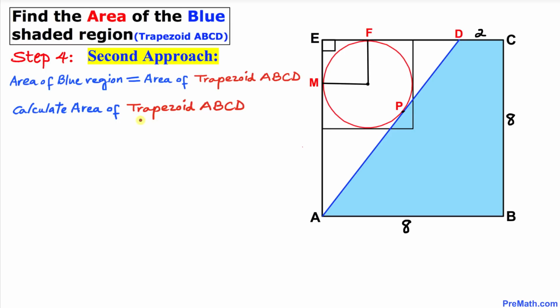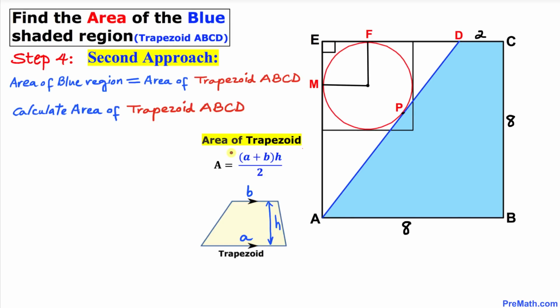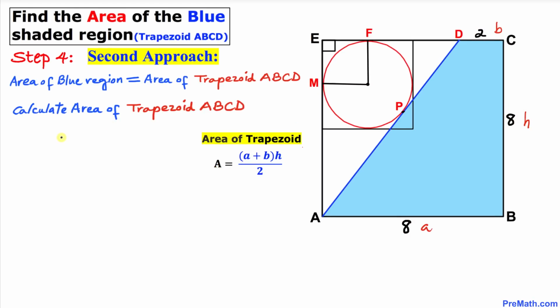Now let's go ahead and calculate the area of the trapezoid ABCD. And here's the area of a trapezoid formula: A equals (a plus b) times h divided by 2, where a and b are the parallel sides of this trapezoid and h is the height. In our case, a is 8, b is 2, and this height h is 8. So let's go ahead and fill in the blanks.